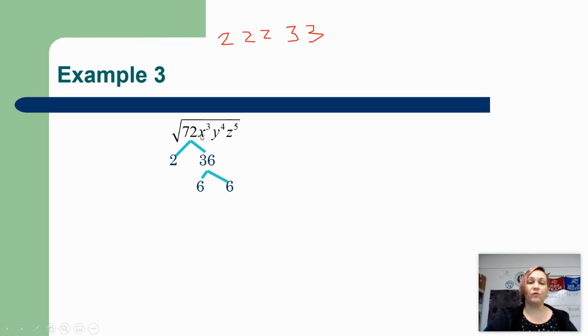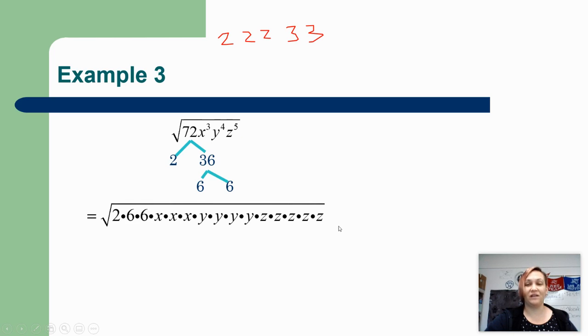Okay. Now, with the variables, you are going to write out, right, x to the third means that I have 3 x's. Y to the fourth means I have 4 y's. And z to the fifth means I have 5 z's. So again, if you are a visual person, it does help to write everything out. And then you're essentially going to be doing what we did on the previous two problems.